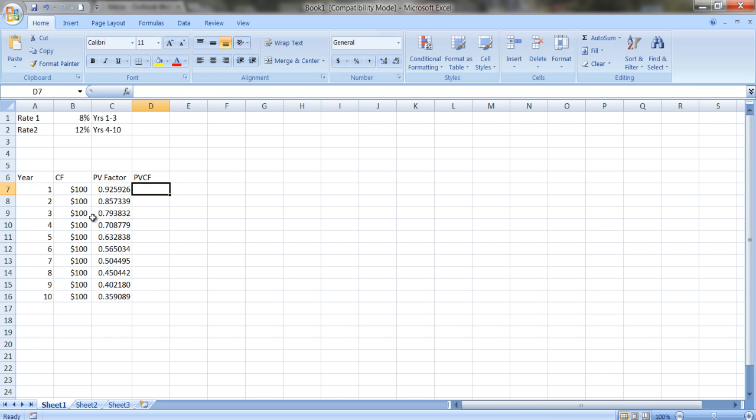Okay, and now the present value of these cash flows will just be the present value factor multiplied by this number here. So let's see here. This would be equal to B7 times C7, just copy the formula down, and we'll just sum it up.